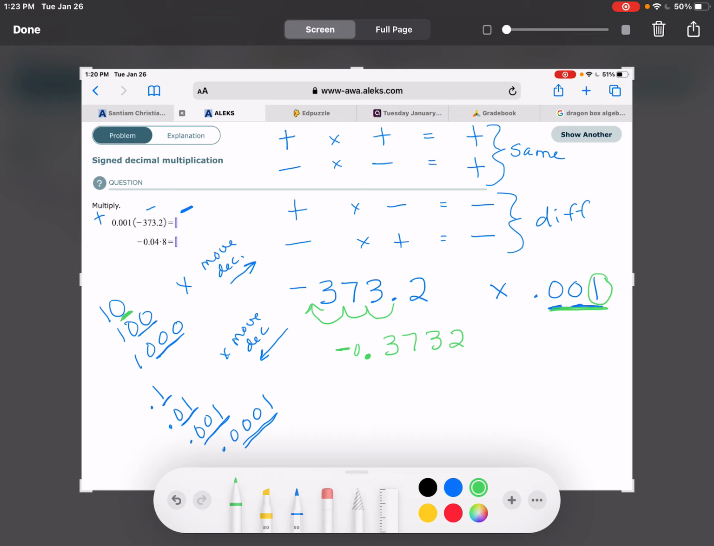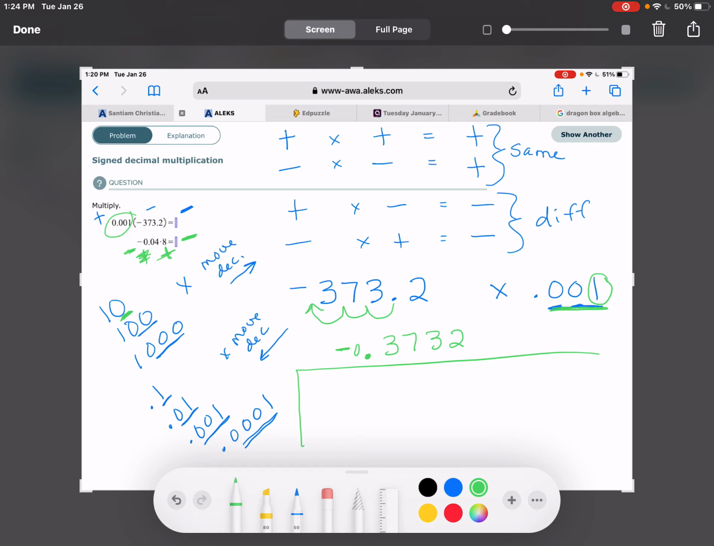That's okay. In the next part, though, we need to do negative 0.04 times 8. And it's not a 10, so we're going to multiply the numbers. And then we'll have to adjust for the decimal. So in this case, I have a negative times a positive. A negative times a positive is a negative. So my answer is going to be negative. I'm just going to keep track of that.